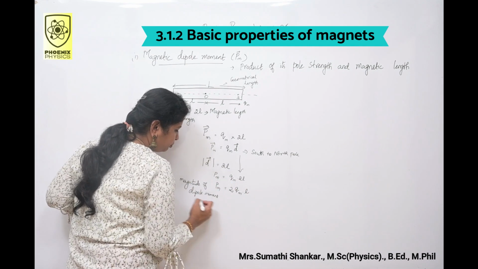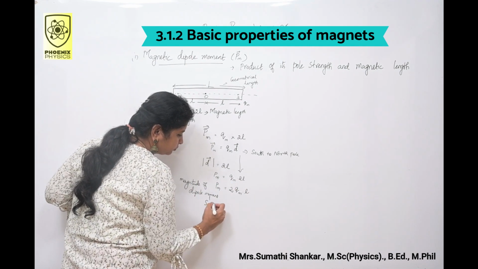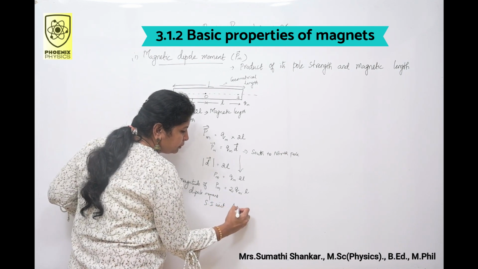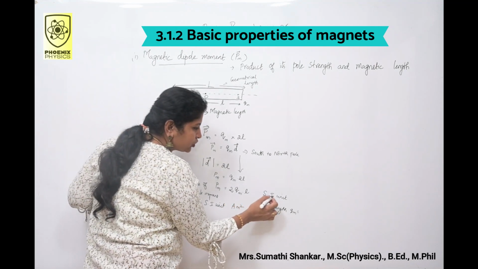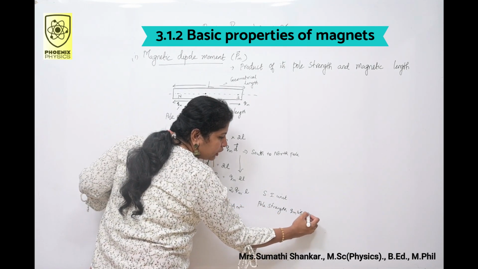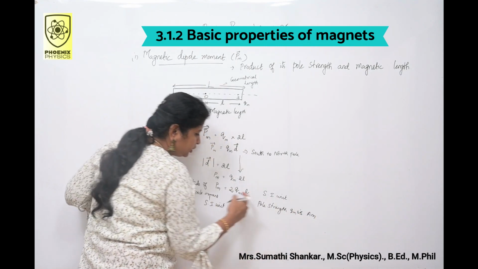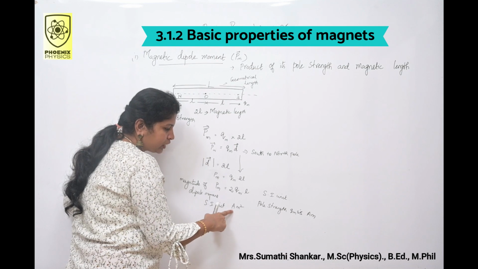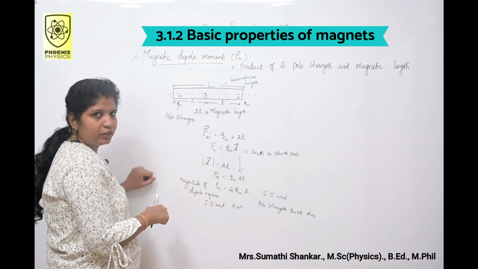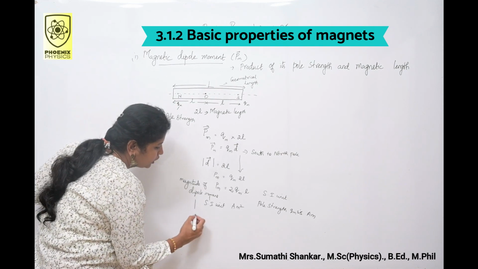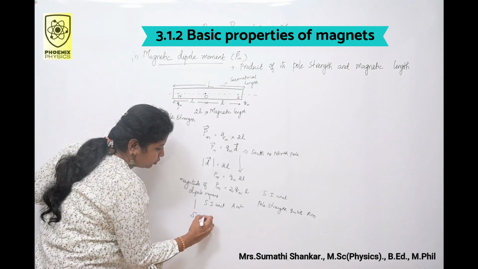SI unit for magnetic moment is ampere meter square, because SI unit of pole strength Qm is ampere meter. Here we have L, so SI unit is ampere meter square. The direction of magnetic dipole moment is from south to north pole.